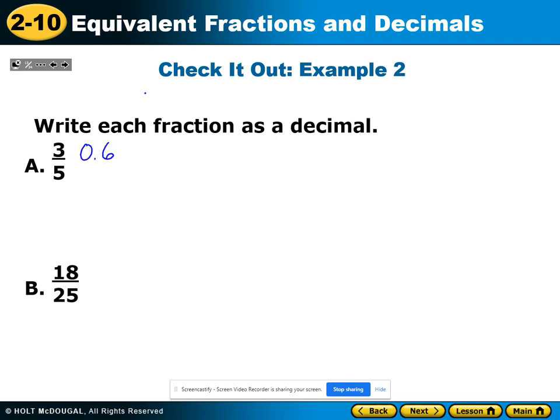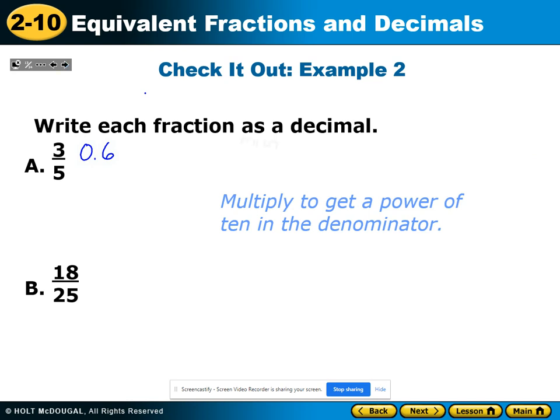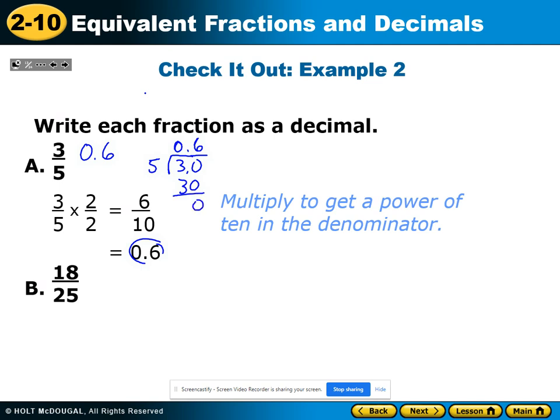0.6. They're going to take it times a fancy 1. 2 times 2. Watch, they get to 6 tenths. You can still divide, 3 divided by 5. It will work, but that's a lot more work. 5 goes into 30 six times. 0.6. You can get it either way. 6 tenths like you see right here. You can do the division, see 6 tenths on the division problem, or you can know it.